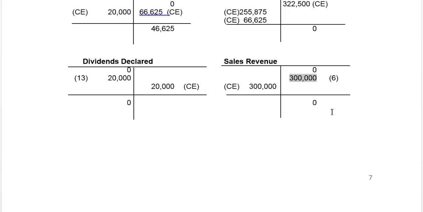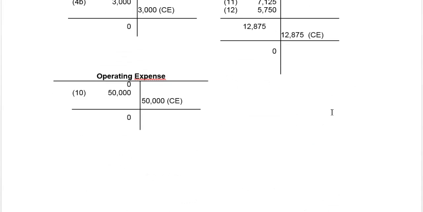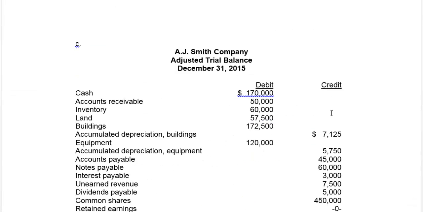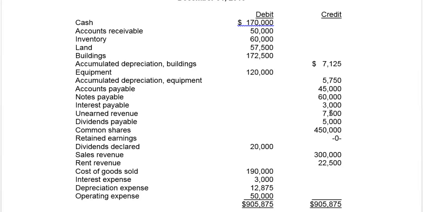Once you've posted everything to the T accounts, the question asks you to do an adjusted trial balance. Now notice in the adjusted trial balance, the order is important. You go assets, liabilities, shareholders' equity, revenue, and expense. That's the listing. So we've got all of our assets, and notice in order of liquidity. Remember we talked about liquidity in our chapter 2 video. Liquidity refers to how easily convertible any of the assets are to cash, and there's nothing more convertible to cash than cash because it already is.